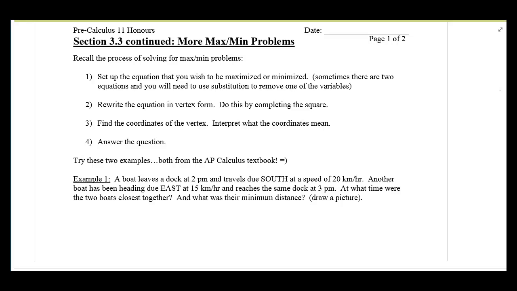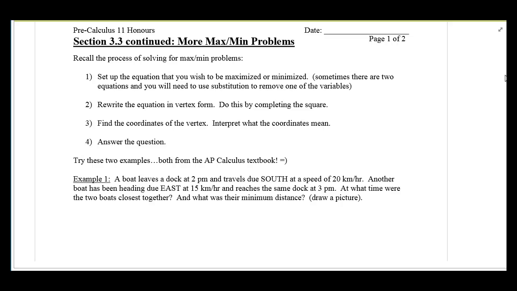So I thought I'd take two examples from our AP Calculus textbook. I know you're not doing AP yet, but hopefully you will next year, and show you how we can actually do these two AP Calculus questions using our Math 11 skills. These are called max-min problems, and they're quite useful, and they come in quite handy when looking at different things in, I guess, real life. And so let's go and take a look at example number 1 right now.